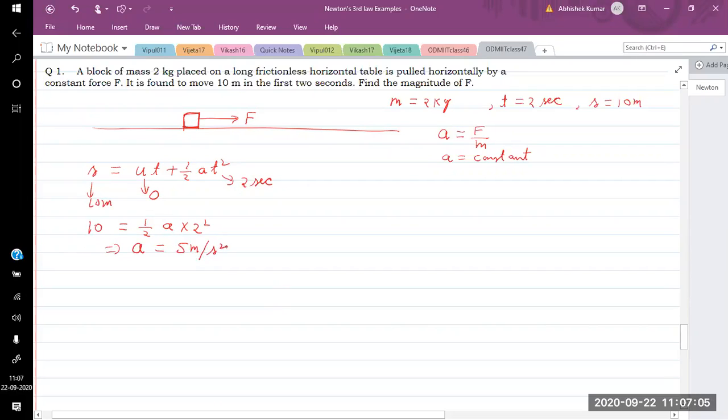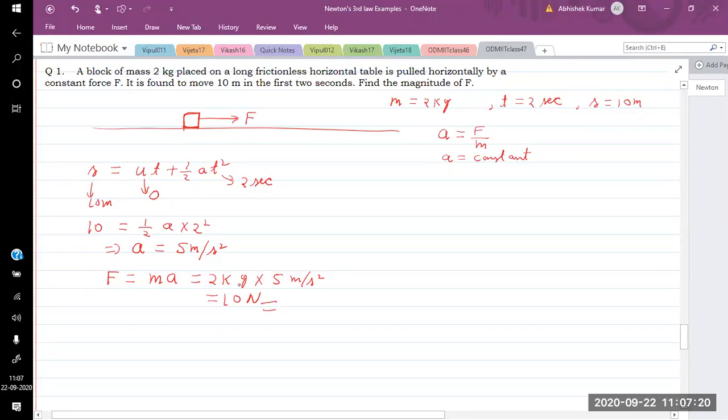And if acceleration is 5 meter per second square, what will be magnitude of force? So that is F equal to ma. So m is given 2 kg and A is given 5 meter per second square. So it will be 10 Newton only.